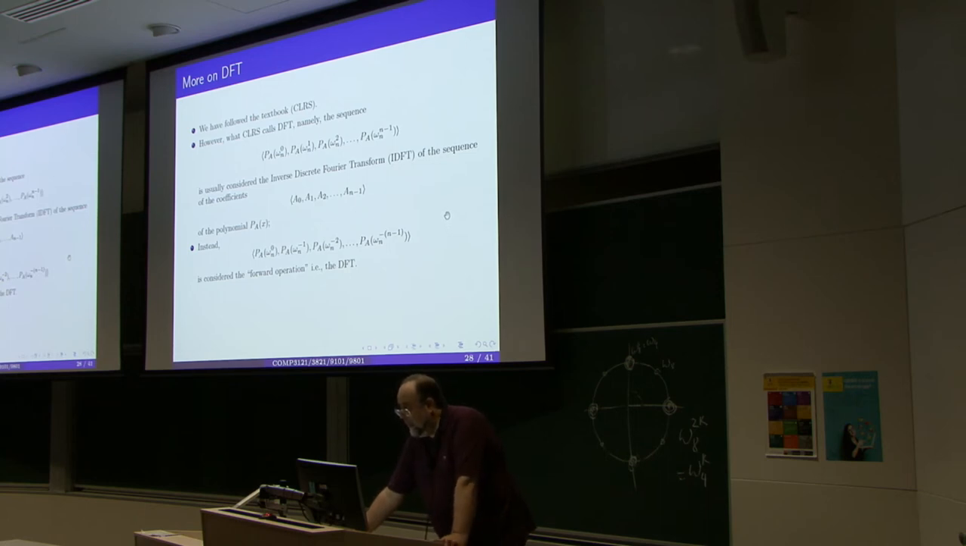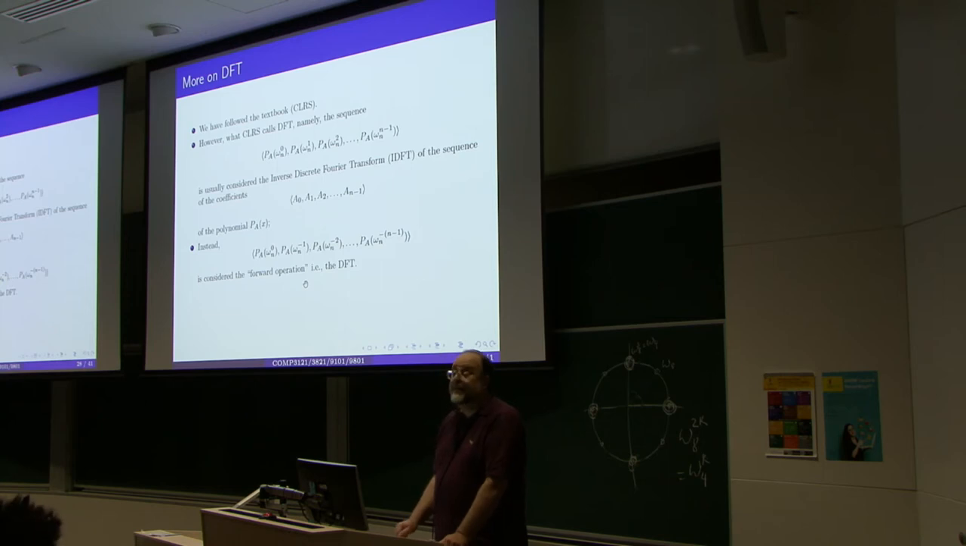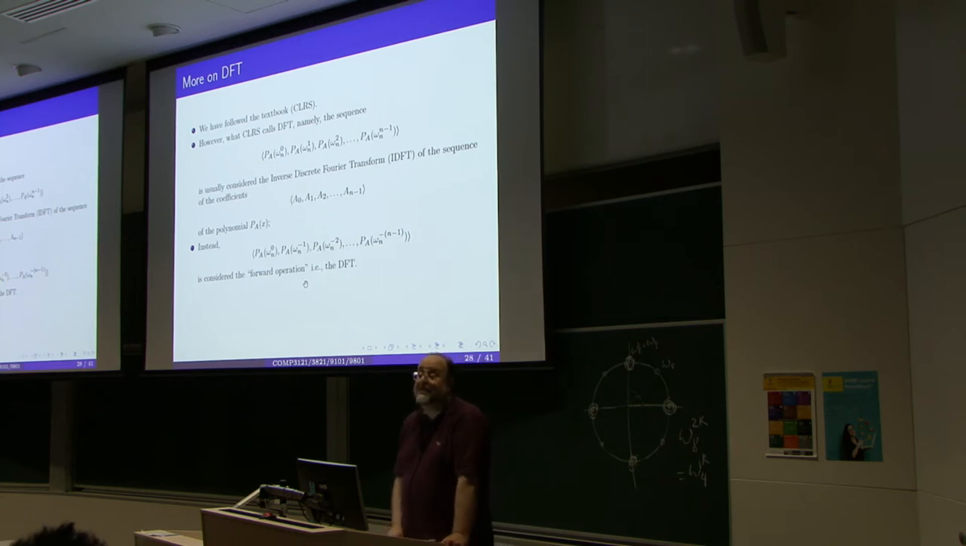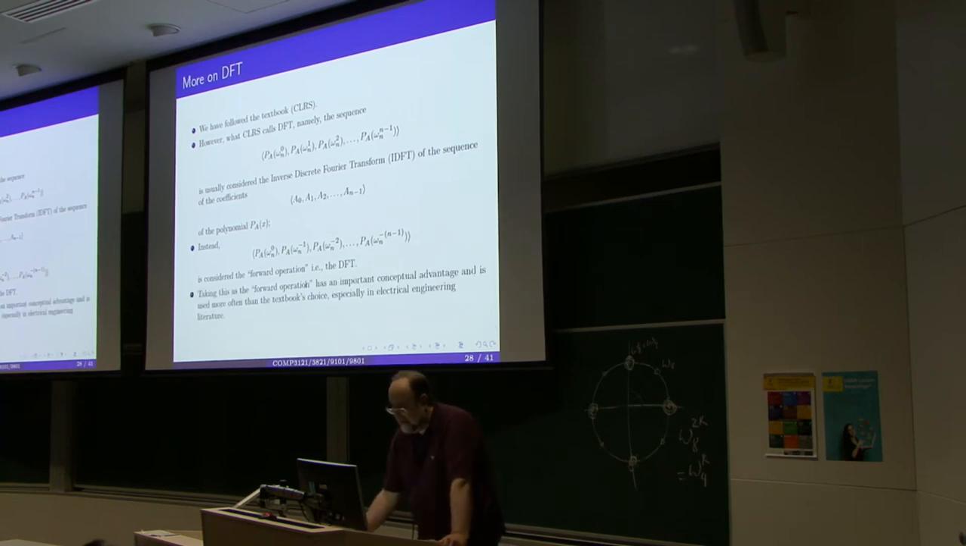In fact, this is a better option, because if you do it this way, this operation of taking the discrete Fourier transform has a nice geometric meaning, which is what we want to do next.